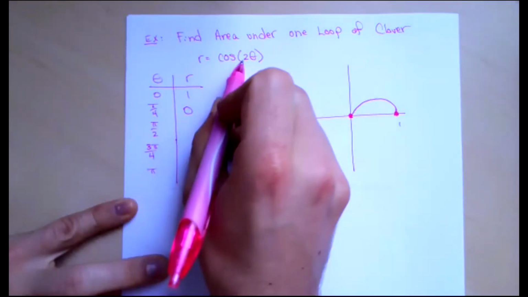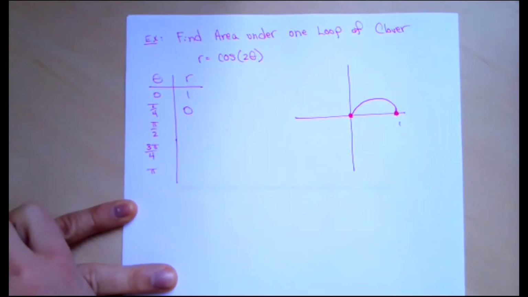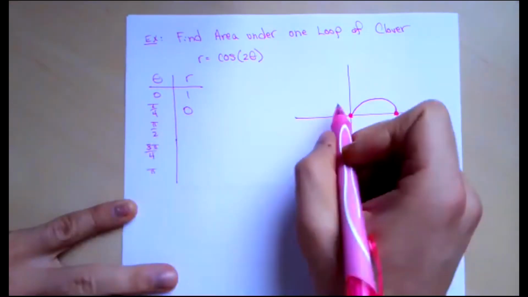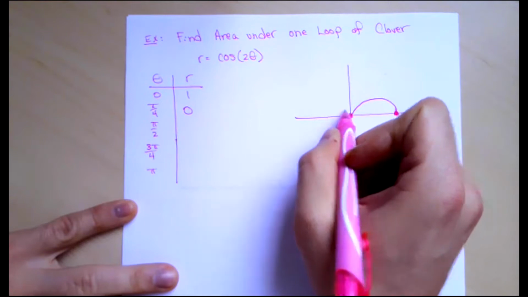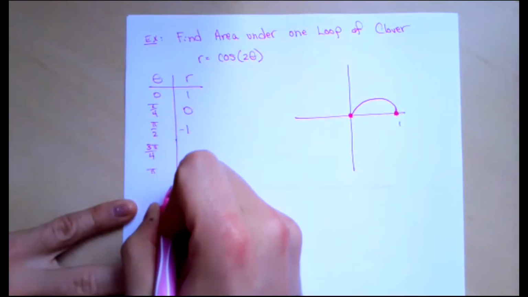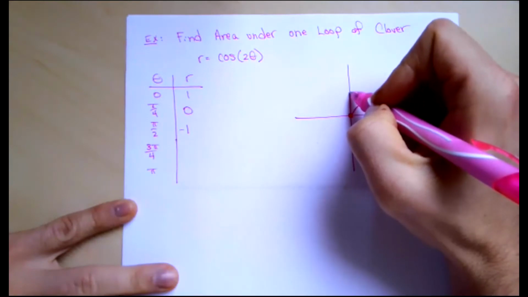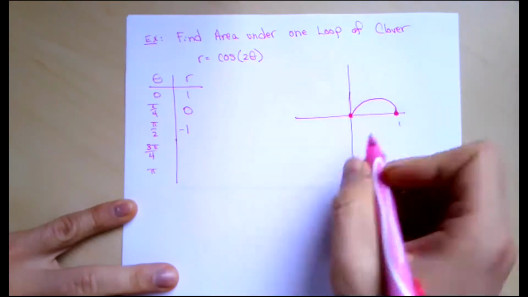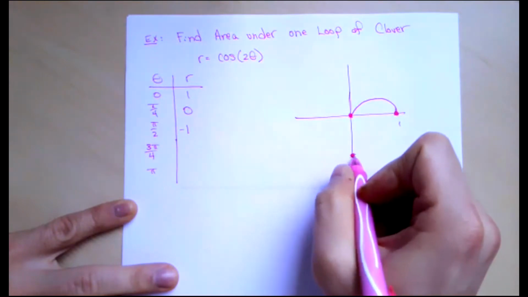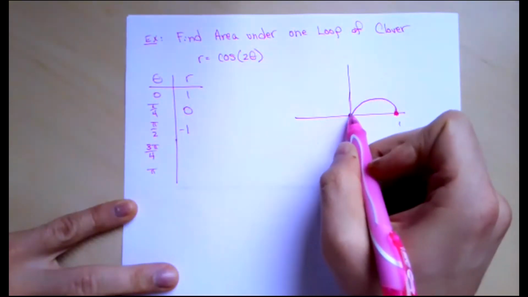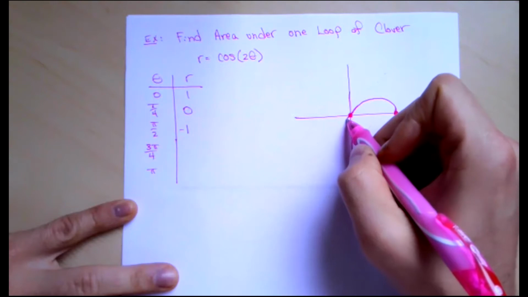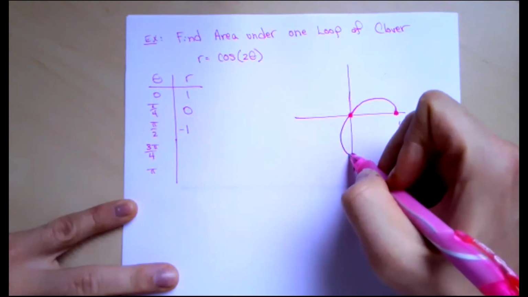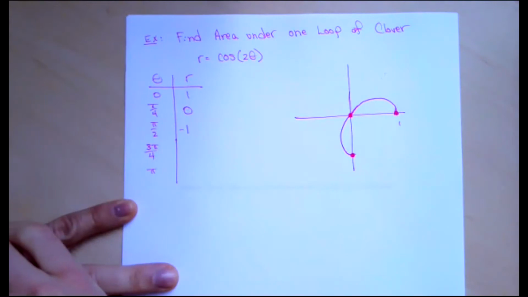Pi over 2, I get cosine of pi. So at pi over 2, I'm pointing straight up. But cosine of pi is -1. So if I'm pointing straight up, but then have a negative radius, we're down here at -1. So the graph, we came over, we're going to pass through the origin at a 45-degree angle. And then again, we're going to increase and then come down here to -1. And we keep going with this.